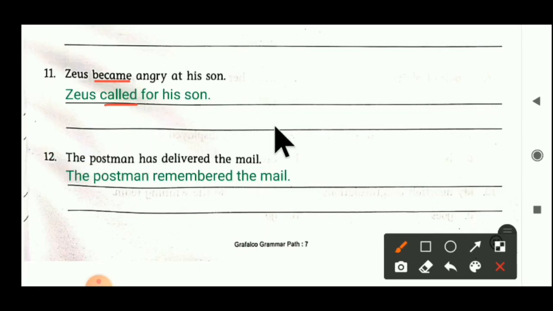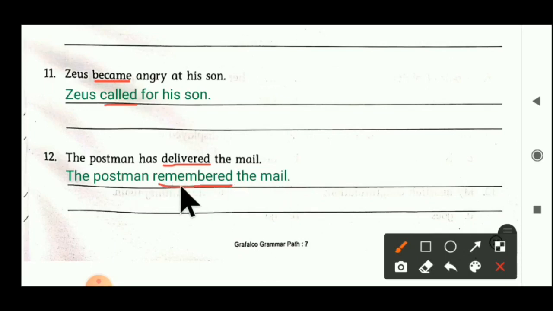Can you understand, students? Now the last, 12th number sentence. The postman has delivered the mail. Here delivered is used as a verb. Delivered is a dynamic verb. We have to convert it into a stative verb. So I use remembered as a stative verb here. The postman remembered the mail.